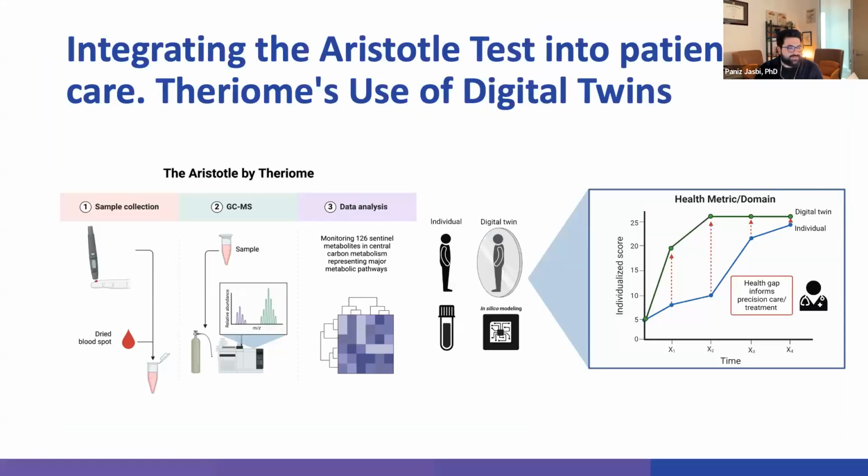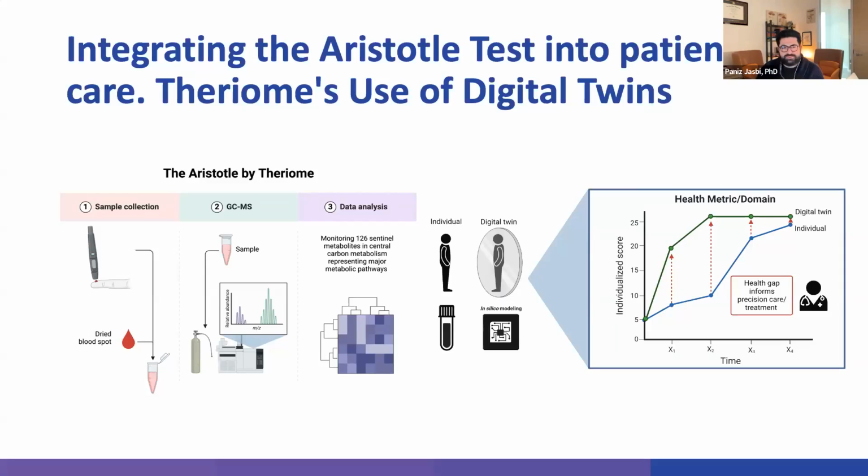So real quick, what is our test? The Aristotle test, if you're not already familiar with it, is a dry blood spot. You get a kit at home, sample it with a finger prick, and put it on a dry blood spot card. It then comes back to our lab here in downtown Phoenix for processing with gas chromatography mass spectrometry. That lets us look into 126 sentinel metabolites and gives us coverage of that 68% of all known human metabolism we saw earlier.